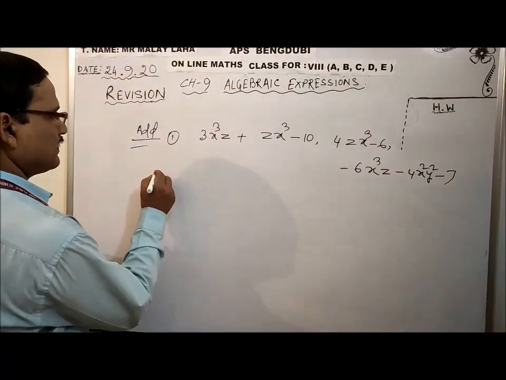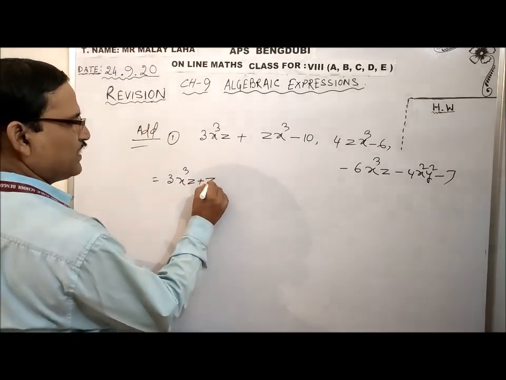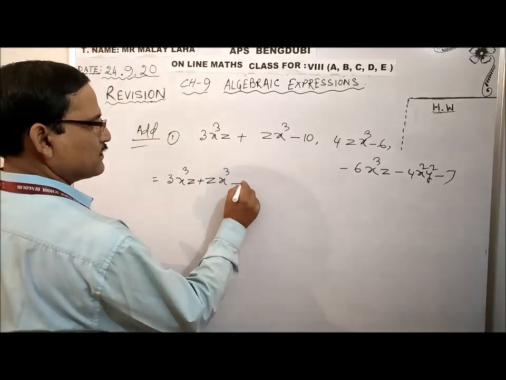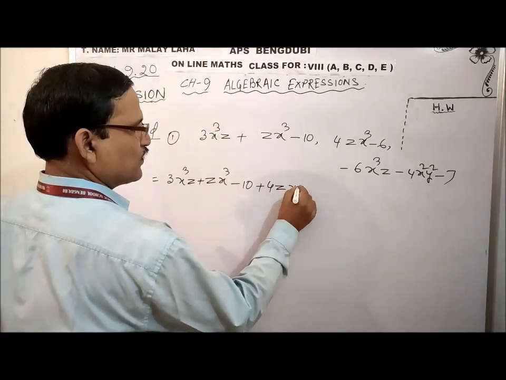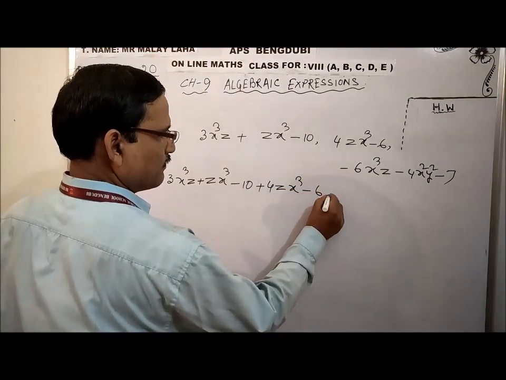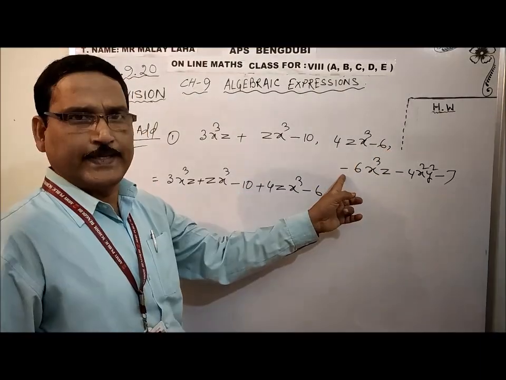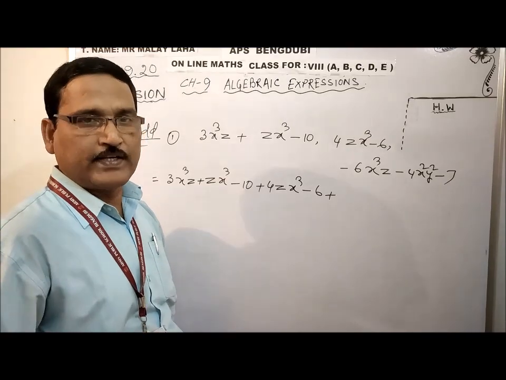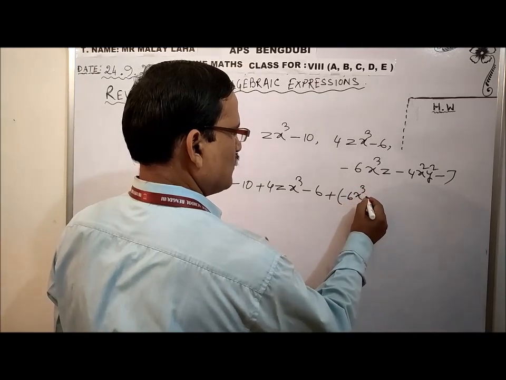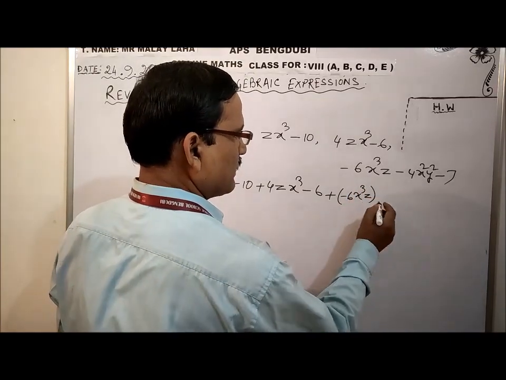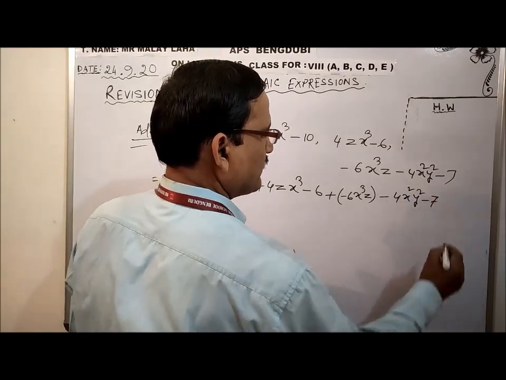So here I am doing it this way: 3x cube z plus zx cube minus 10 plus 4zx cube minus 6 plus, after that plus, comma, plus, then minus. I cannot write two signs together. This sign must be kept in bracket. 6x cube z, only this part. Minus 4x square y square minus 7.